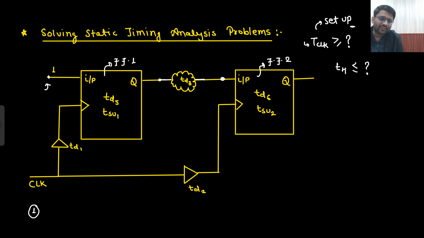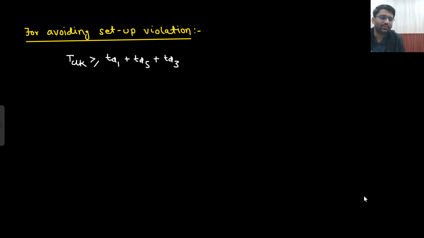So now I have started from the clock and I have reached here. Now what will I do? I will ask about the setup time of this particular flop. I will talk to this flop and ask him, what is your setup time? He will say my setup time is TSU2. So I will add up that setup time as well. Okay, is that clear to you?